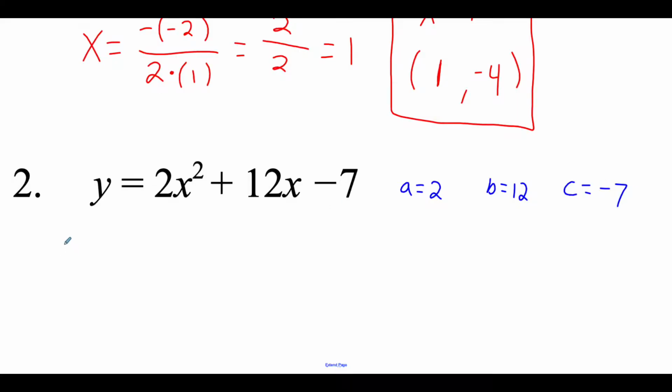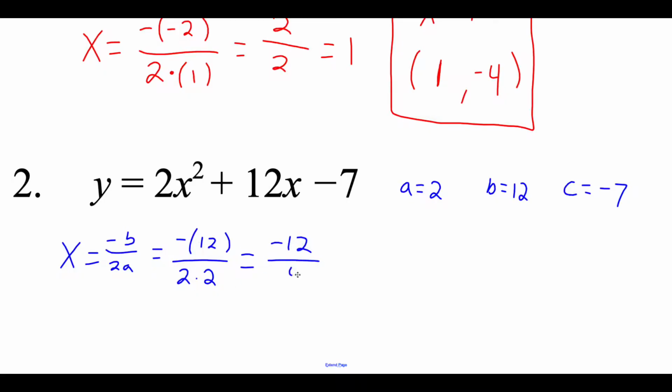To find the axis of symmetry, we're going to do x equals the opposite of b over 2 times the a value. So we're going to take the opposite of the b value, which is 12, over 2 times the a value, which is 2. So on top, the opposite of 12 is negative 12, and on bottom, 2 times 2 is 4. And if I take negative 12 and divide it by 4, I get negative 3. So for my axis of symmetry, it's x equals negative 3.